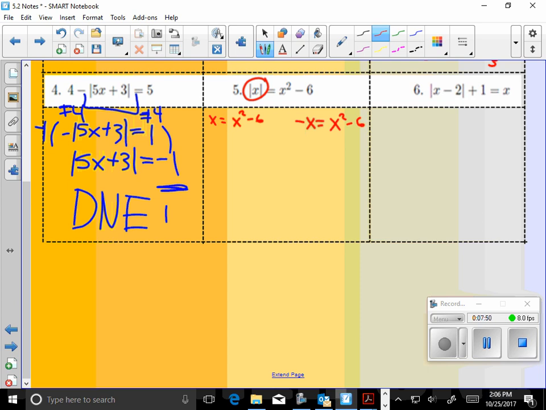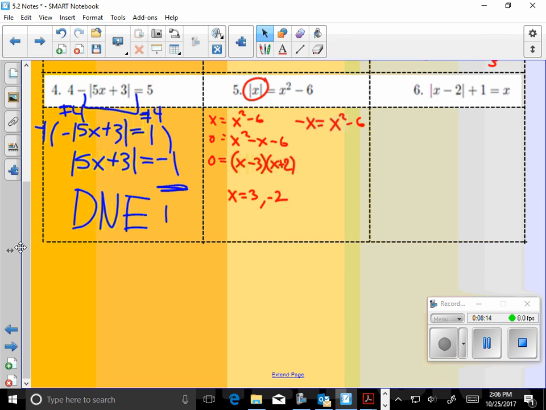Okay, now if I want to know where those are equal, I have to set it up all on one side, set it equal to 0, and factor. Oh, gross. All right, let's do it. So 0 equals x squared minus x minus 6. That's pretty easy to factor. That'd be x minus 3 and x plus 2. That gives me solutions of x equals 3 and x equals negative 2.